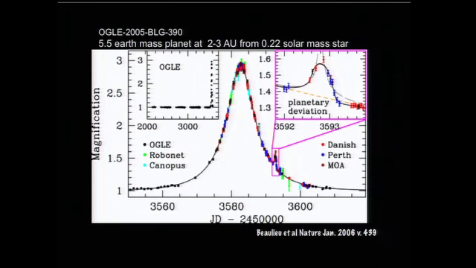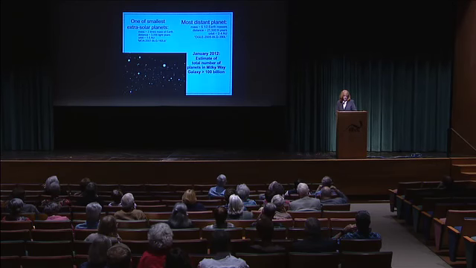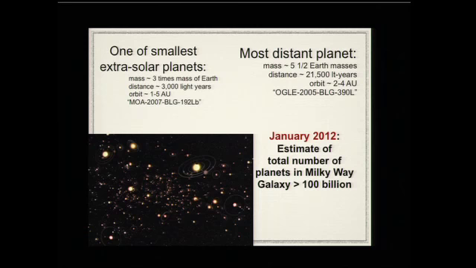Point 2 is it works better the further away you are. So with this, we're able to find planets that are thousands or tens of thousands of light years from Earth, where almost all of the other planets that have been detected are within a few hundred or at most 1,000 or so light years. So we're probing an entirely different part of the galaxy. And in fact, we've been able to find one of the smallest extrasolar planets so far with lensing.